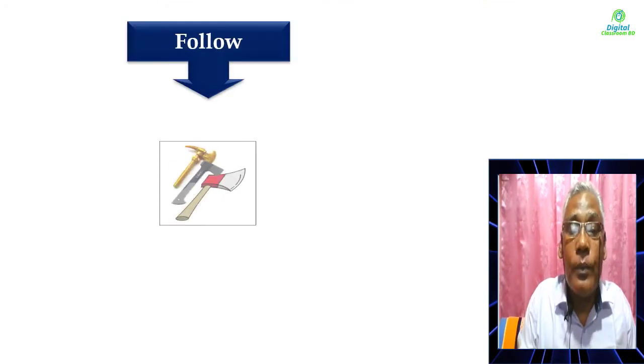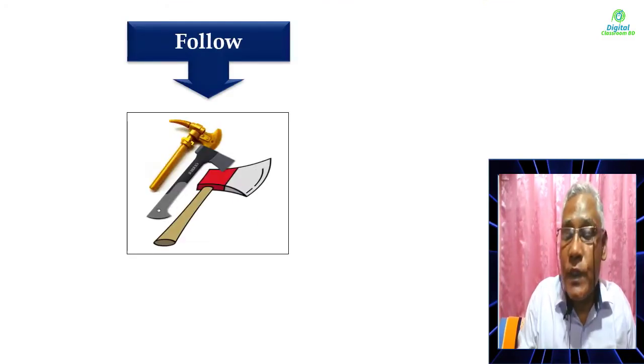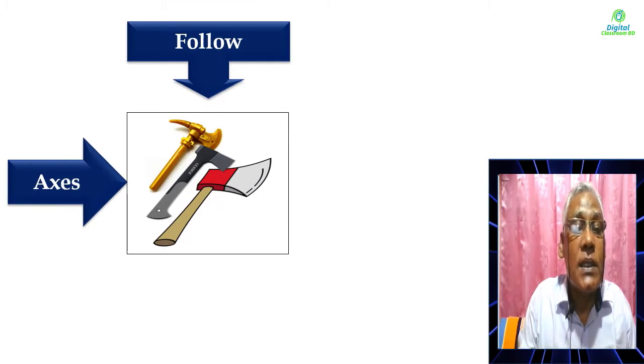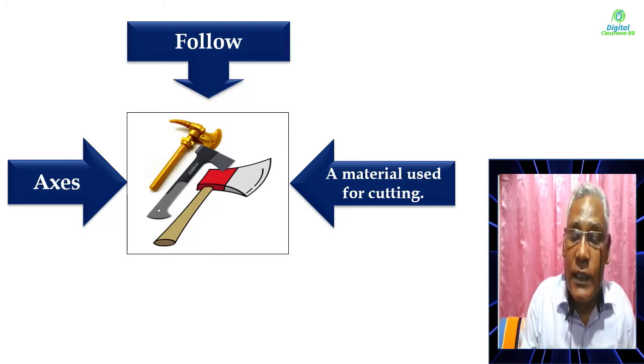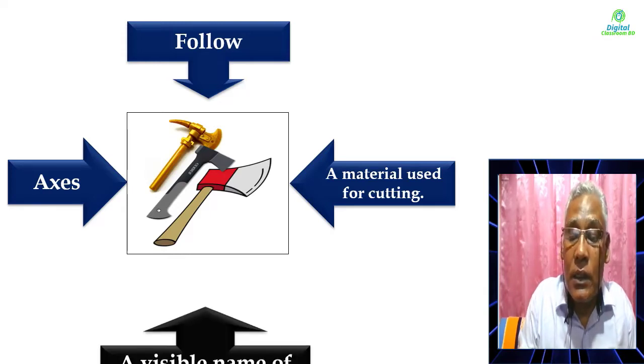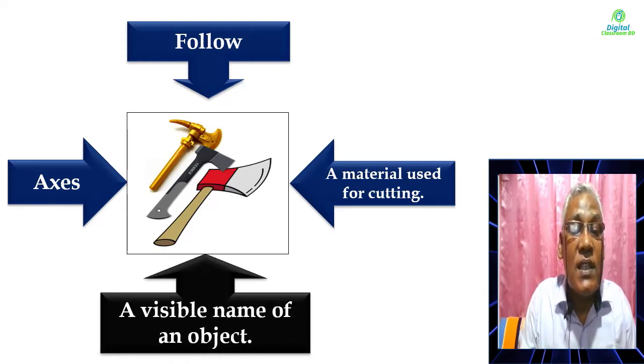So follow, please. What can you see here? You can see some axes. So what is an axe? A material used for cutting wood or anything. It is called an axe, a visible name of an object. Am I right? A visible name of an object.